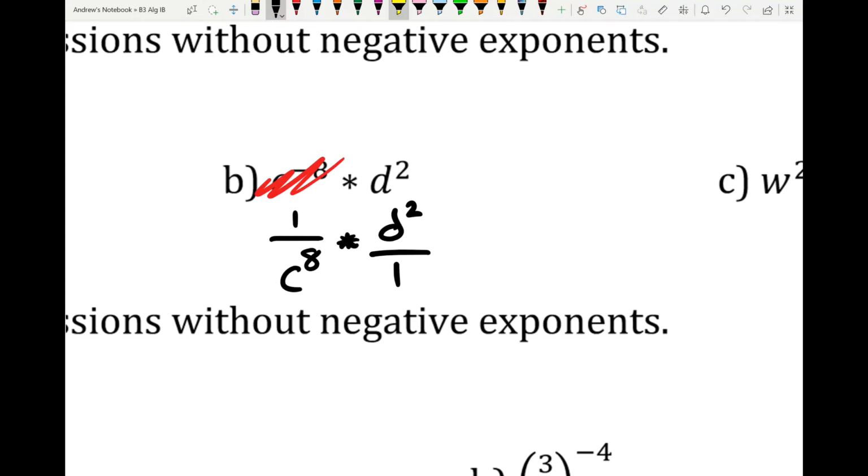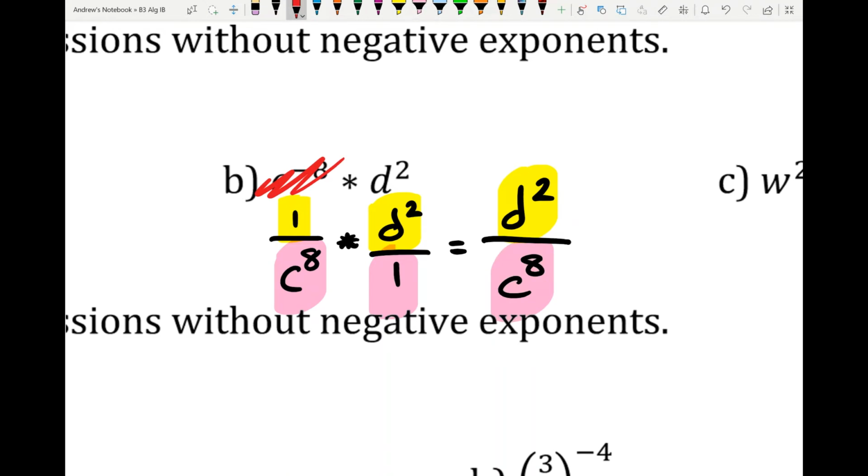To help out with multiplying fractions, the top multiplies the top. So 1 times d squared is just d squared. The bottom of a fraction multiplies everything else on the bottom of another fraction when you're multiplying. So it's just going to stay c to the 8th.